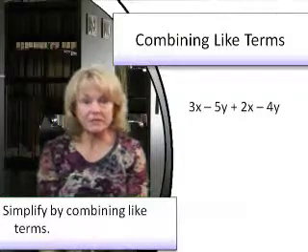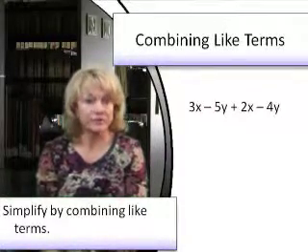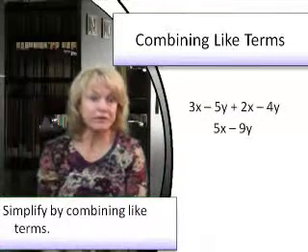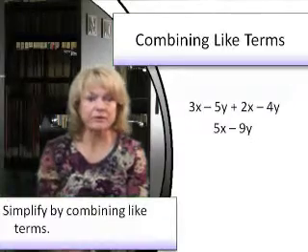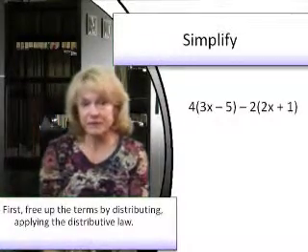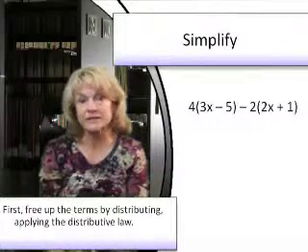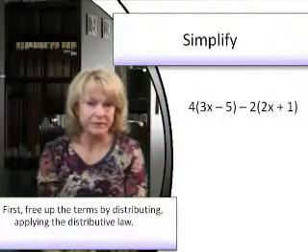3x and 2x can be combined for 5x, and -5y and -4y for -9y. Notice how we have simplified. We have gone from 4 terms down to 2 terms by combining like terms. Notice the title of simplify. Simplify implies many things. Here we will also be simplifying by combining like terms.